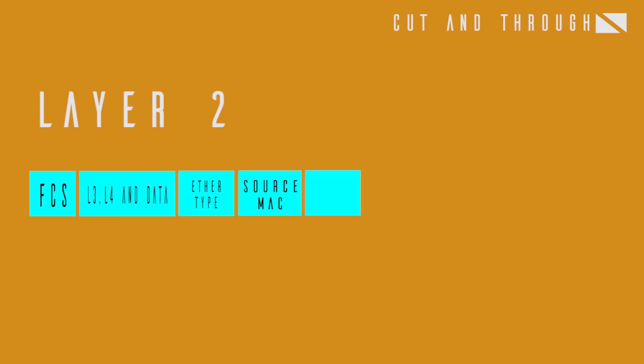Cut-through switching is a way for a switch to get minimal information about where a frame is destined and start forwarding that frame as quickly as possible. And I've given you a simplified version of a layer 2 frame on screen. This is a layer 2 frame.